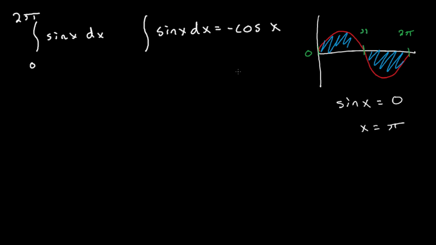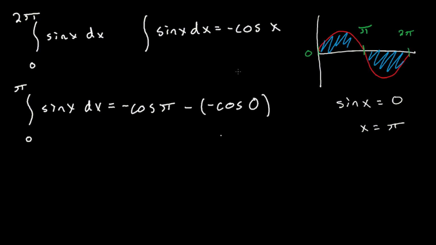So now that we have the zero for your function, pi right over here, we can write the integral from 0 to pi for sine of x first. And that's equal to negative cosine of pi minus negative cosine of 0.